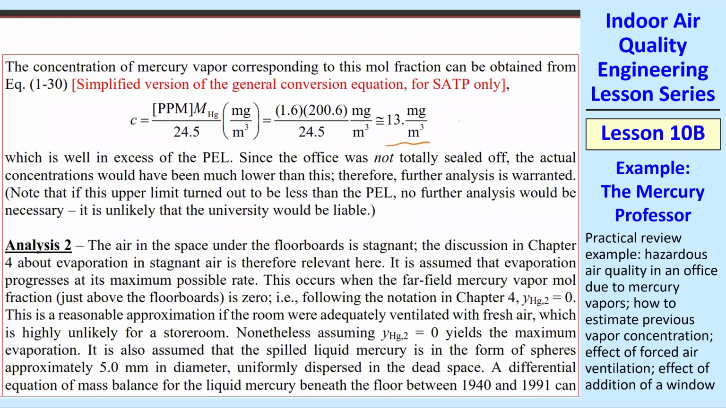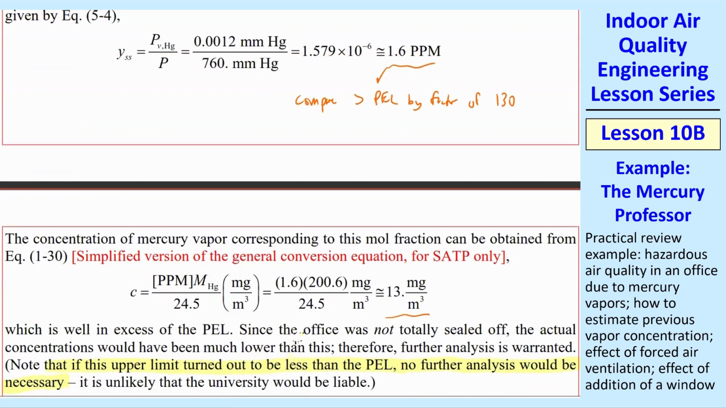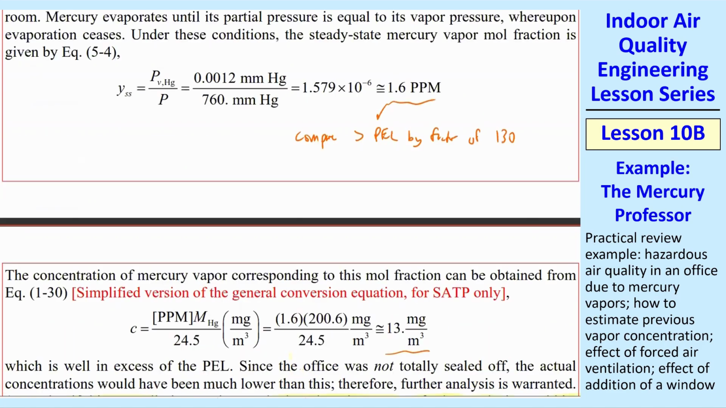So I want to highlight that this is an upper limit. If this upper limit turned out to be less than the PEL, no further analysis would be necessary because the university wouldn't be liable if we'd say, hey, this is the worst possible case and it's less than the PEL. Unfortunately for the university, it was greater than the PEL by a factor of 130.